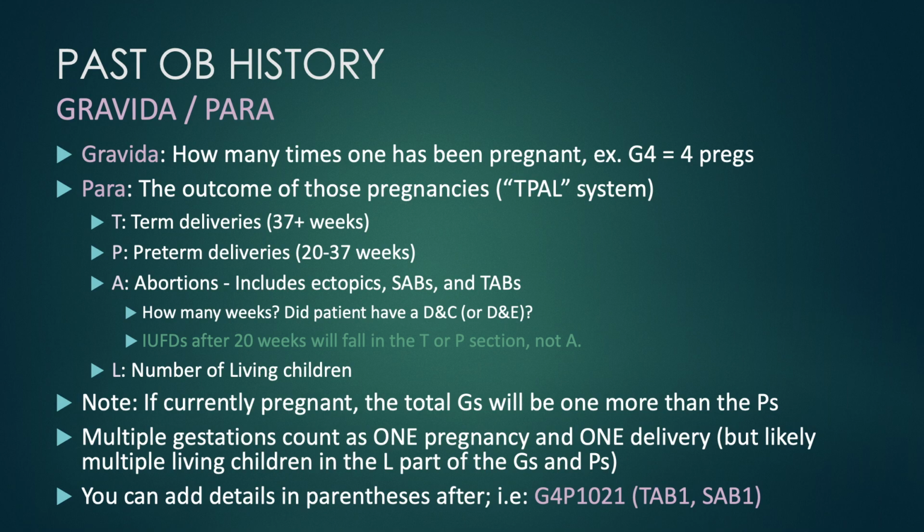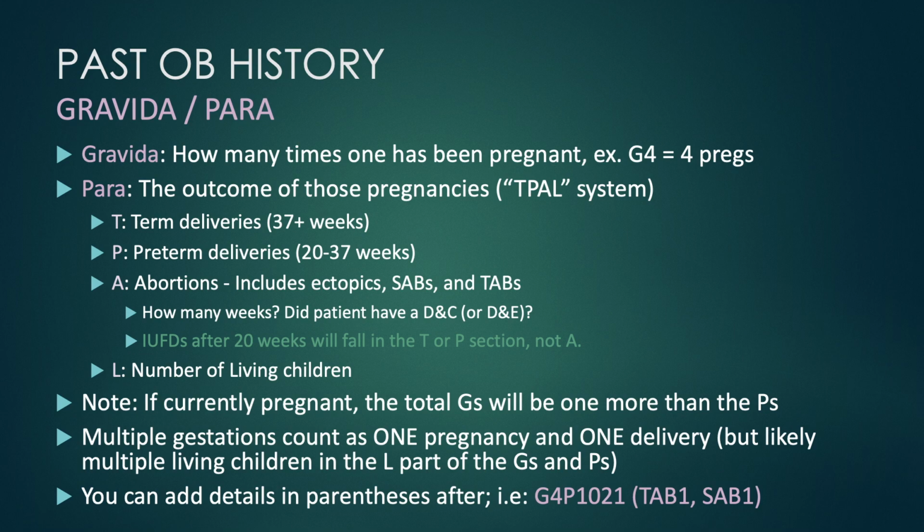Yeah, so the P's are divided into four sections: T, P, A, L. T for term pregnancies, which is anything over 37 weeks. P for preterm, anything between 20 to 37 weeks. A for abortions, and that includes miscarriages/losses, and L for living children.